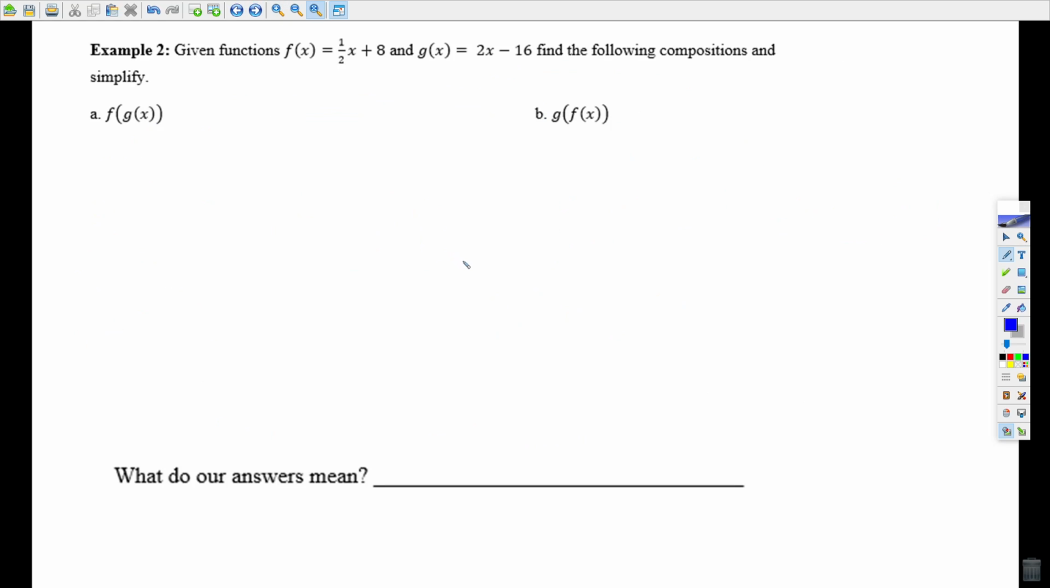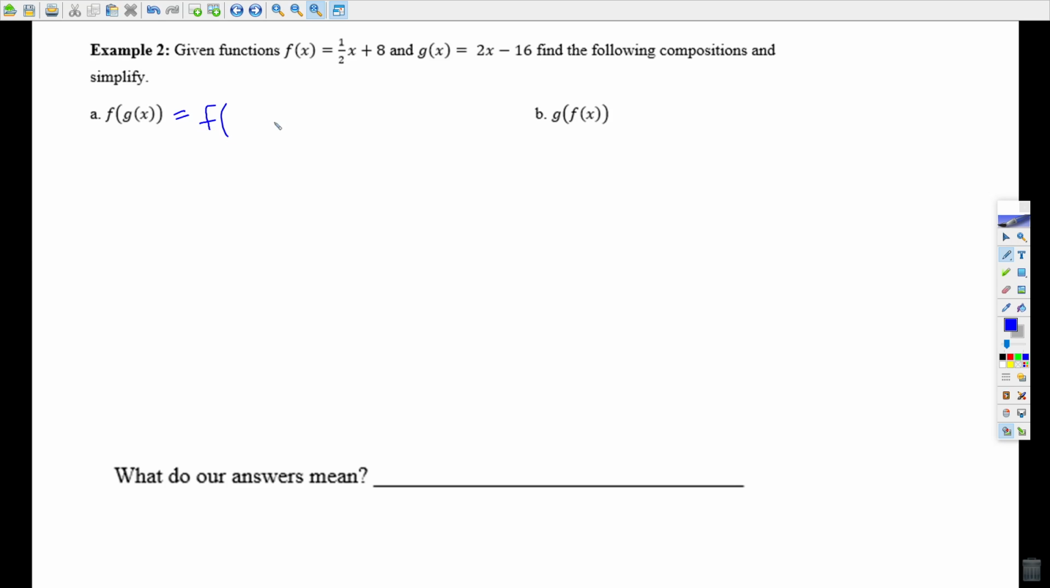Okay, so let's also go back and practice some composition of functions. So we're going to get two functions, and then we'll relate this to the inverses. We'll take two functions, 1/2 x plus 8 and 2x minus 16, and then we're going to simplify f of g of x and g of f of x. So like we did a couple days ago.